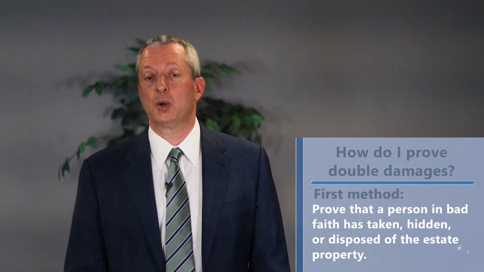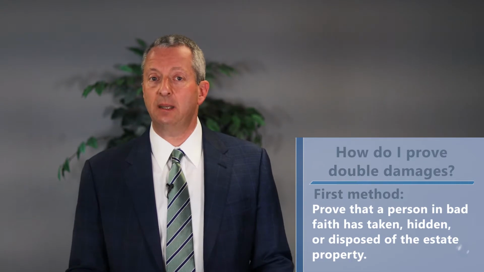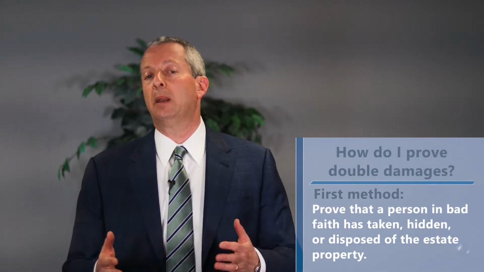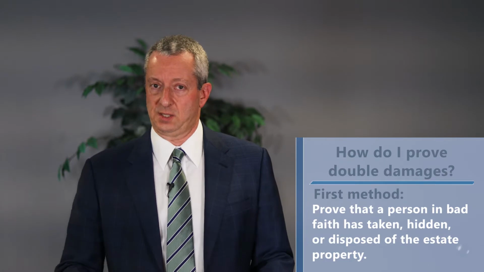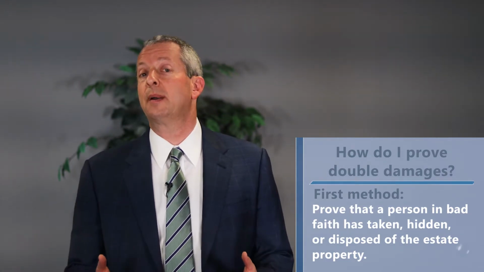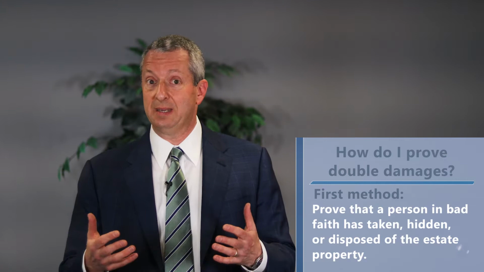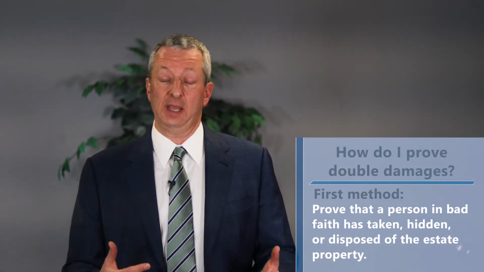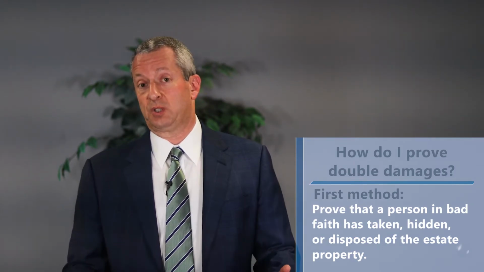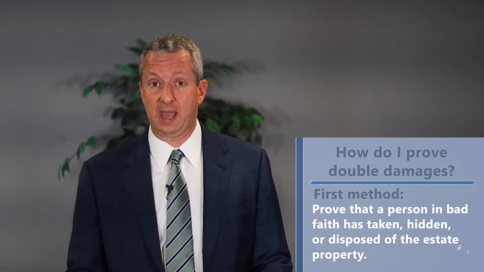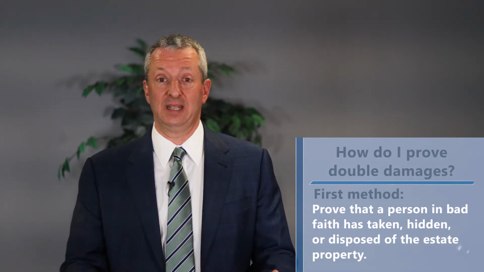The first way of proving double damages is by proving a person in bad faith has wrongfully taken, concealed, or disposed of property that belongs to the probate estate. Now, in practice, this is most often used against either the executor or the administrator because we're talking about somebody who's actually taken probate estate property. Once the estate's open, the only person who should have the ability to get access to estate property is the executor or the administrator. So, for example, if you're able to prove that the executor or administrator simply took a whole bunch of money from an estate-owned bank account, then that's going to be a showing that they did this, they had no right to the money, presumptively they've done it in bad faith.